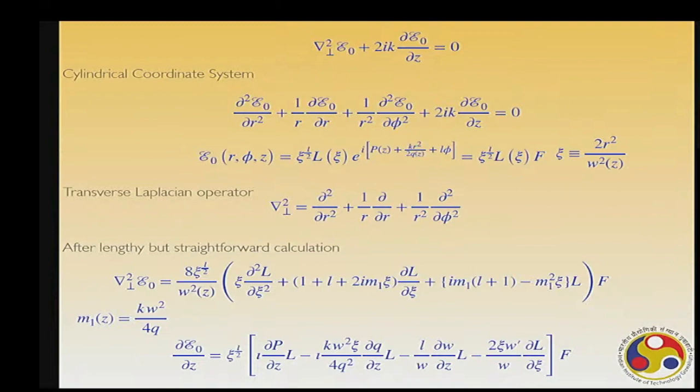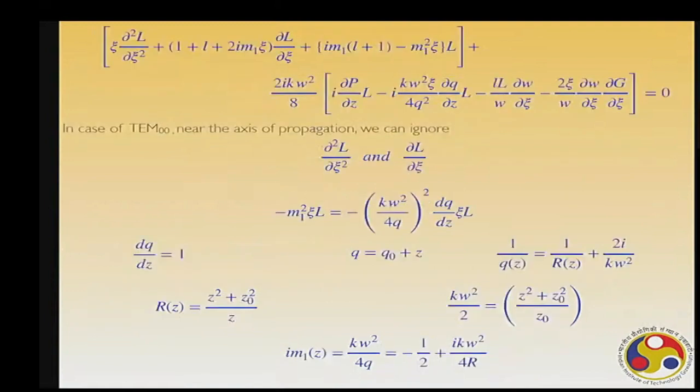Please focus on this part, m1, which we define as m1 is equal to k w square by 4q. So now, if I compare the first order of zeta with these two equations, then I should have one equivalent, that is del q by del z. If del q by del z is not equal to 1, then these are not equivalent. But this del q by del z is going to give you a very famous approximation. Anybody knows what that is? Del q by del z?